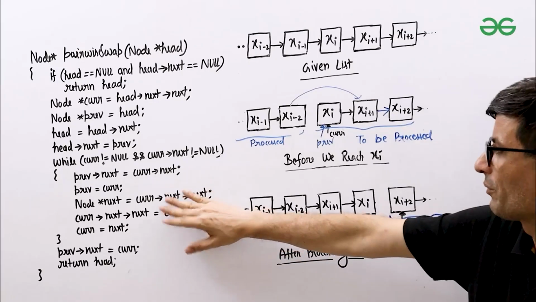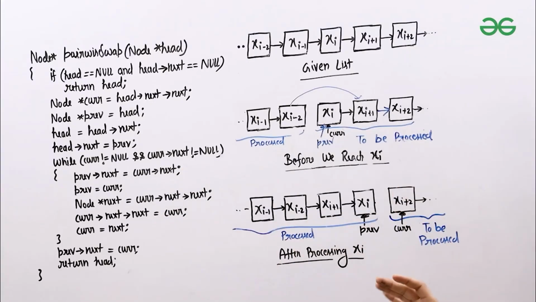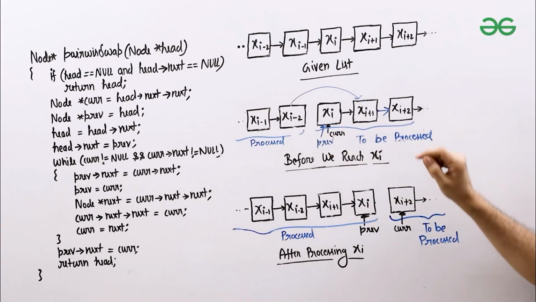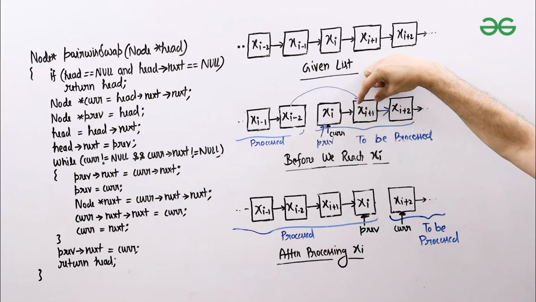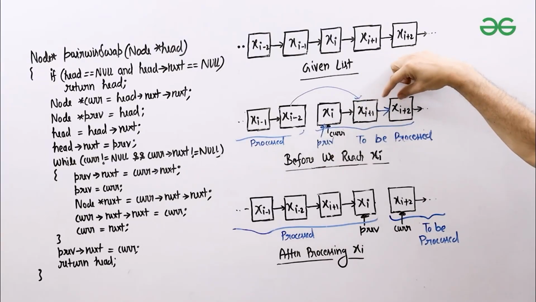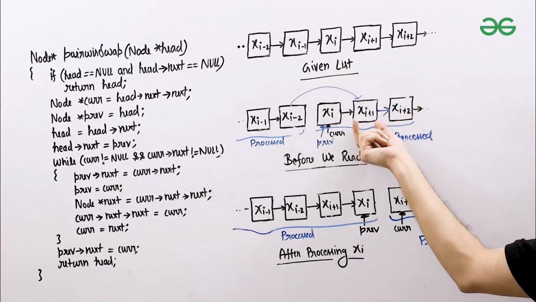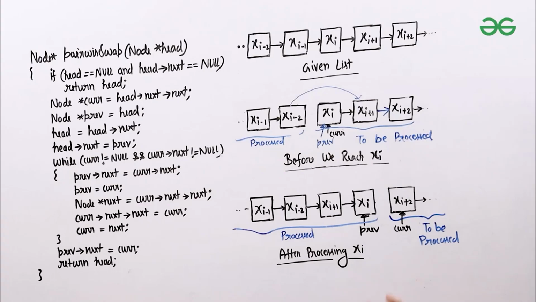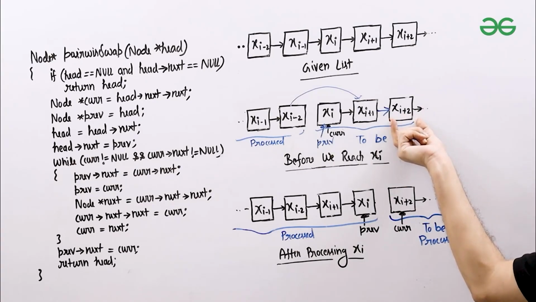See, before I talk about these three lines, let's take a closer look at this diagram and see what exactly we want to do after these steps. What we want to do now is change the next of this from here to this node, right? Xi plus 1's next should become xi. And we want to update current as this, right?